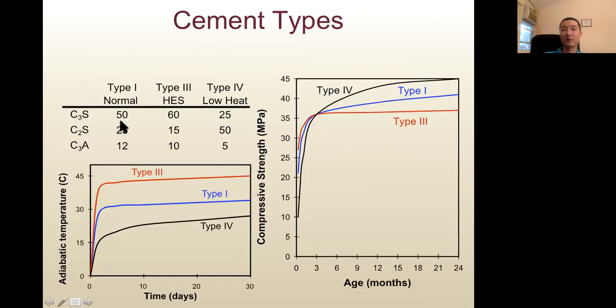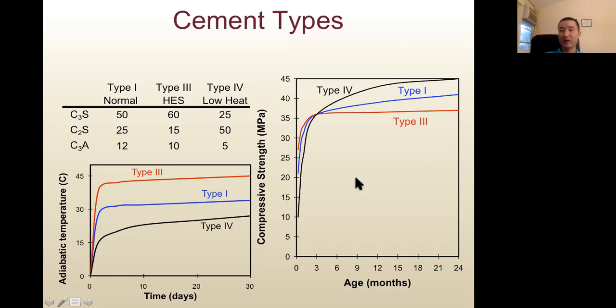So the percentage here is not fixed. For a certain type of cement, you only need to satisfy a range of percentage, for example, from 55 to 65% for C3S in type 3 cement. So remember, this percentage is not fixed. Depending on the cement producer, this percentage may be different. ASTM standard provides upper or lower limits for the percentage of each compound.